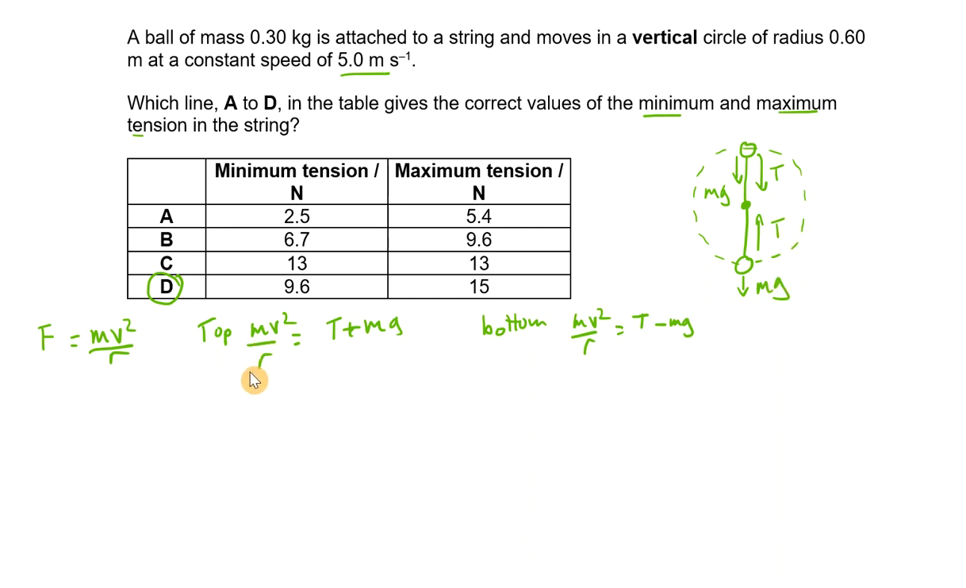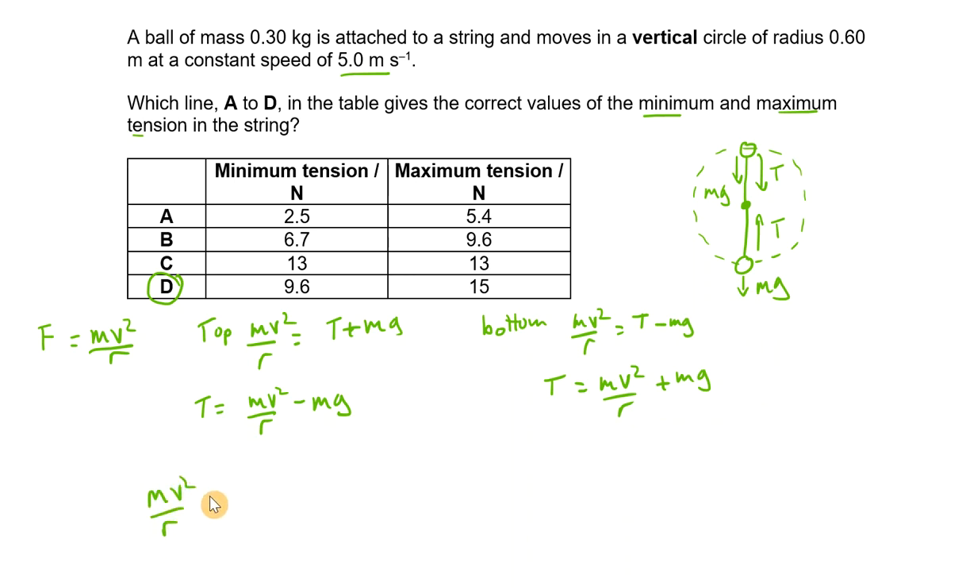So let's just carry on here. At the top, we can now rewrite this to say that the tension is going to be equal to the centripetal force minus the weight. And at the bottom, the tension is going to be equal to the centripetal force plus the weight. So if I find the centripetal force and I find the weight, I can find the tension, which will be a minimum at the top and a maximum at the bottom. So let's do that.